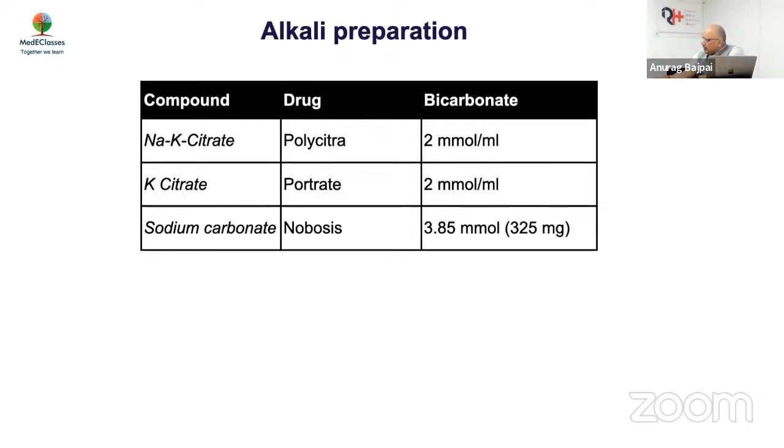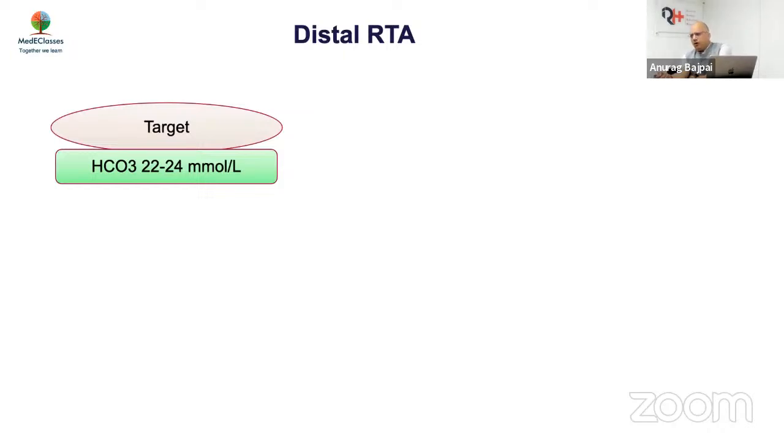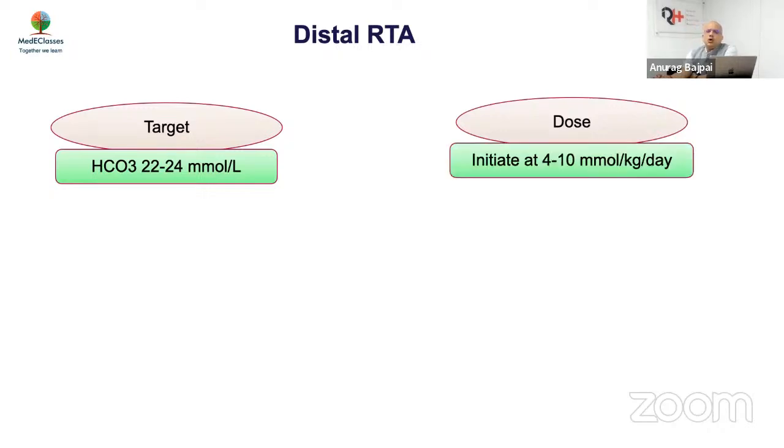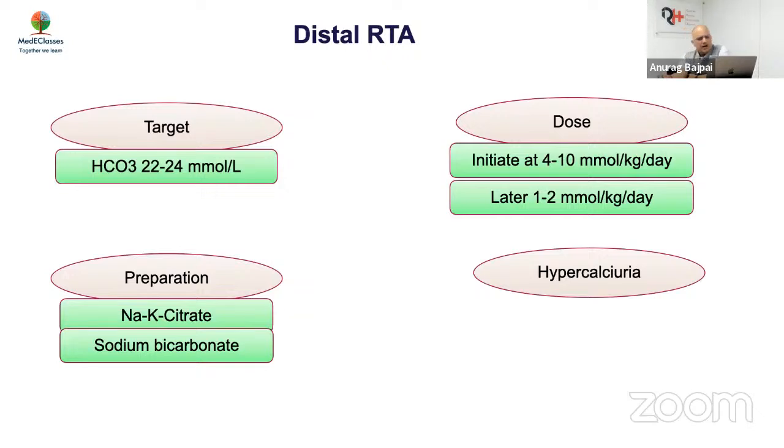So sodium bicarbonate is something which is quite good in that regard. You aim to maintain bicarbonate in the normal range, because low bicarbonate will cause bone defects to continue. You want to initiate at a high dose and maintain around 1 to 2 millimole per kg per day. Preparation: citrate, or as I said, bicarbonate is preferred. Citrate may be helpful because that may help in preventing calcification as well. Ultimately, citrate is converted into bicarbonate.